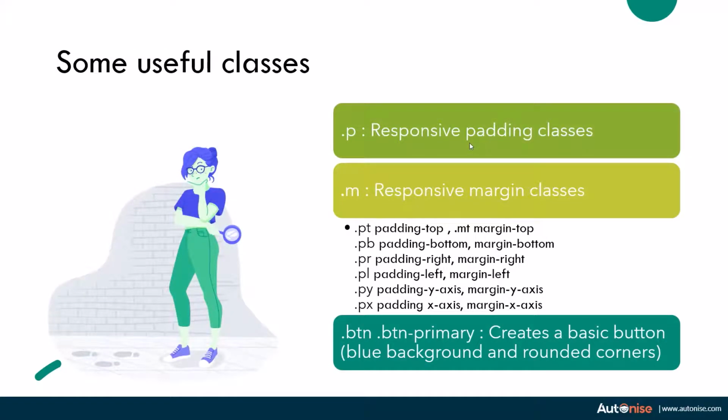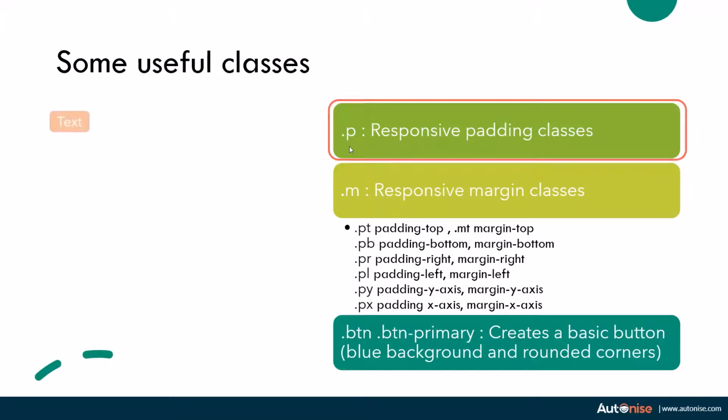Let's have a look at some other useful classes. So the first is the .p class. The P over here stands for padding. What we mean by padding, let's have a look at it. So as you can see, we have a text button over here. If we add some padding to our text, it will look like this. So if we add a padding of left to our text, then it will look as shown on the screen.